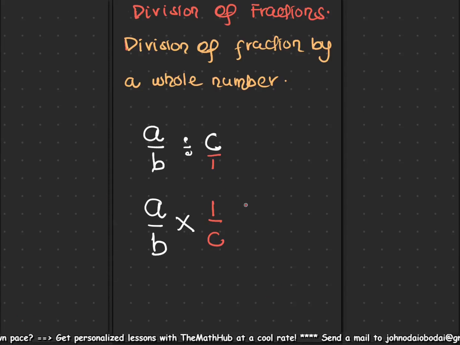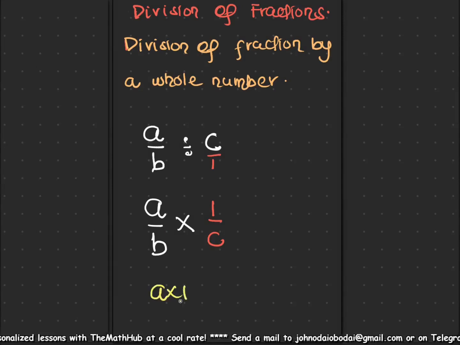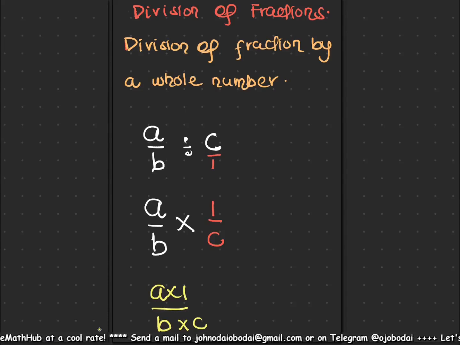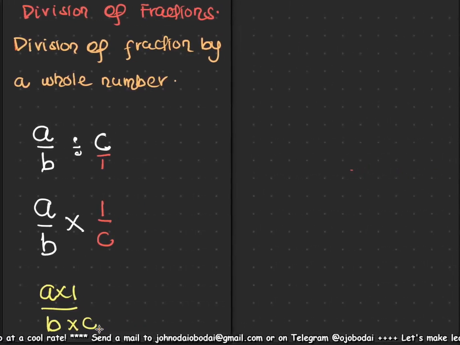Then this now is just an application of multiplication of fractions. So what we do is we multiply our a by our 1, a times 1, and then we multiply the b also by c. That is it. If there's any simplification, we do that as well before we do this. So let's look at some examples to enhance our understanding.